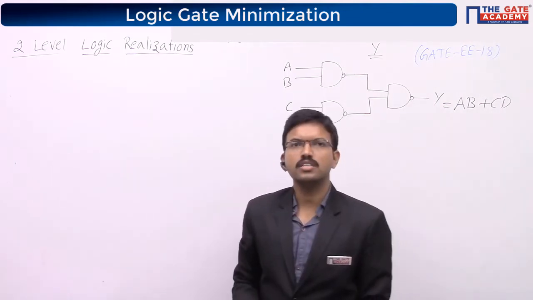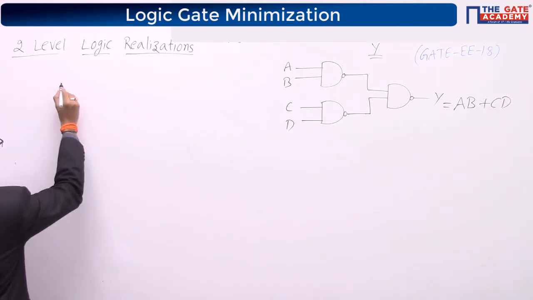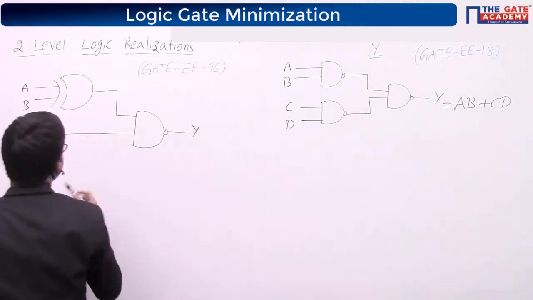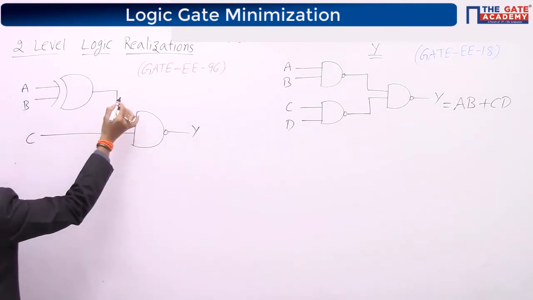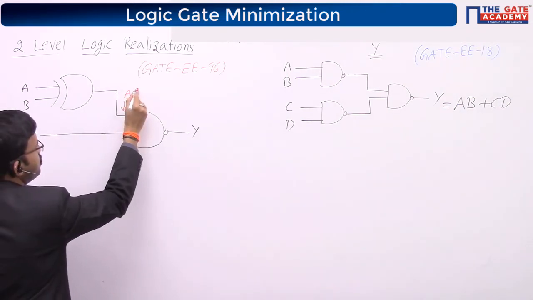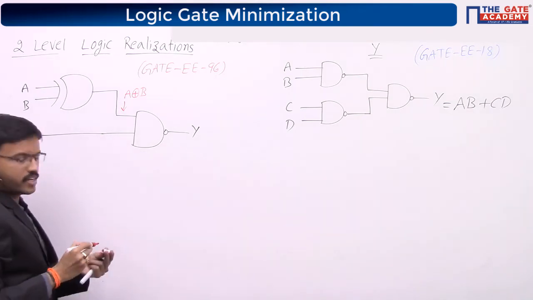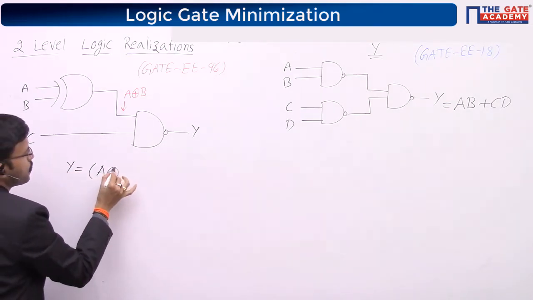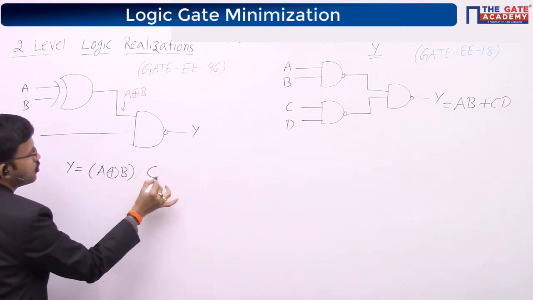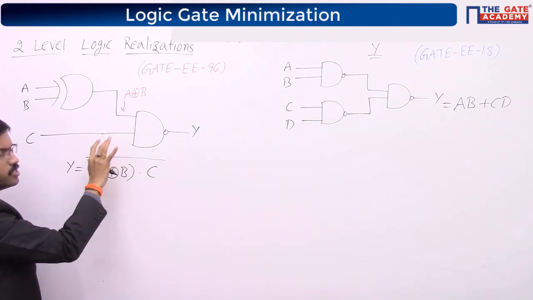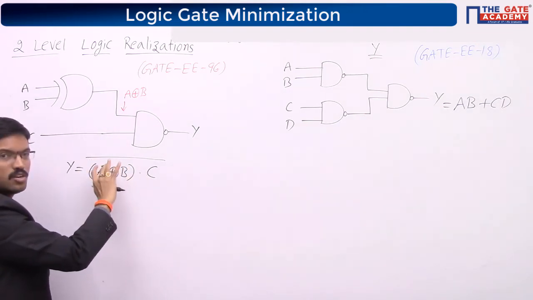Draw the circuit diagram, find out the output. He has given the circuit diagram like this. See here, the output of this exclusive OR gate is A XOR B, right? A exclusive OR B. Here we are having a NAND gate. Output Y, we can write it as (A XOR B and C) whole bar. Here I am getting A XOR B, and here another input is C.